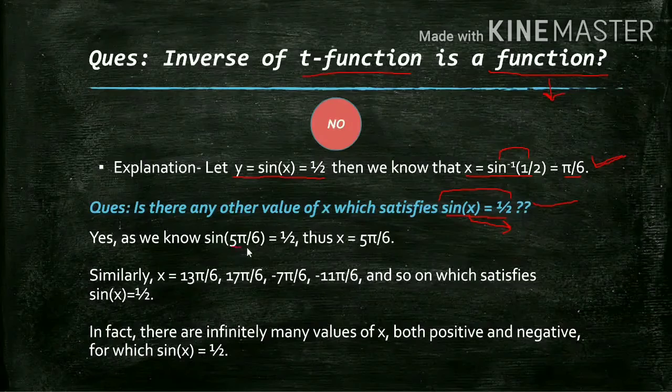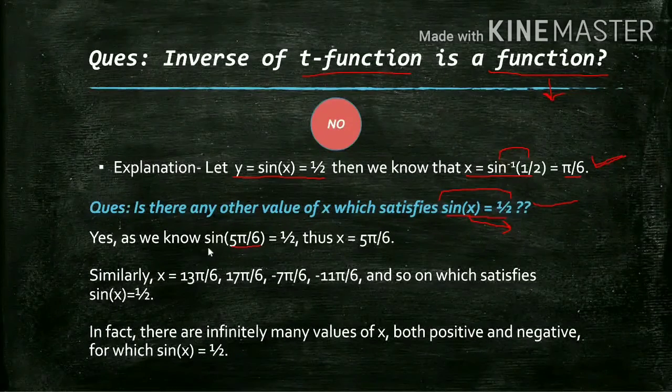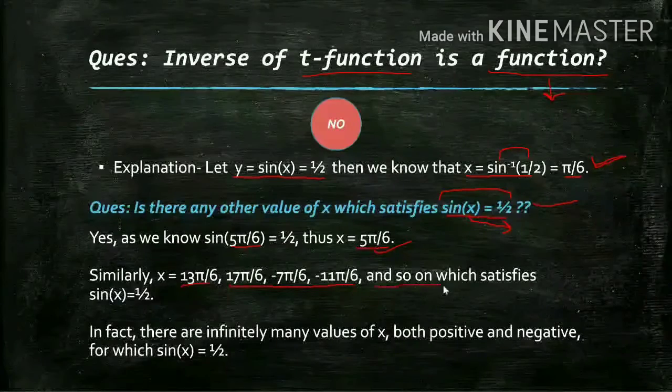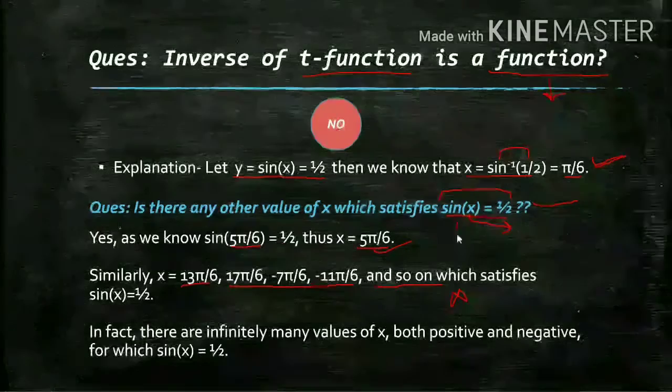If I take 5 pi by 6, which lies in the second quadrant, its sine is also equal to half. So x can be pi by 6, and x can also be 5 pi by 6, and x can also be 13 pi by 6, 17 pi by 6, minus 7 pi by 6, minus 11 pi by 6, and so on. An infinite number of values of x are possible for this equation.